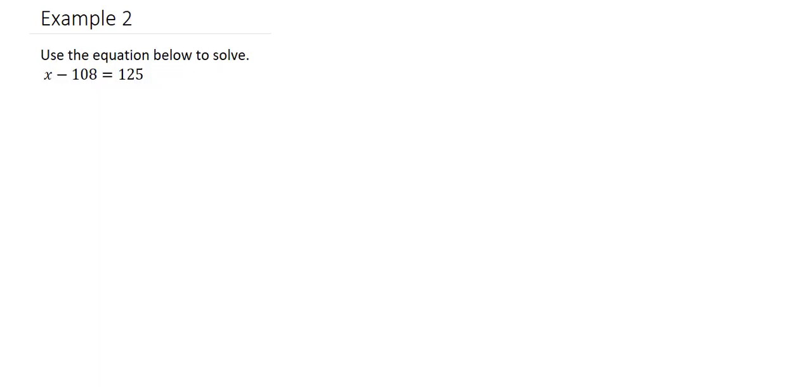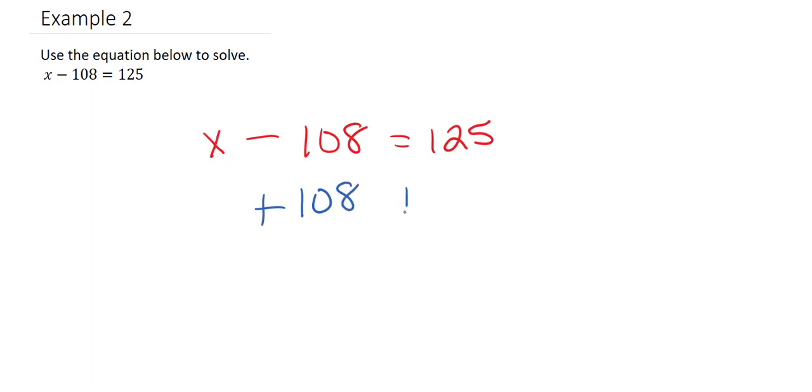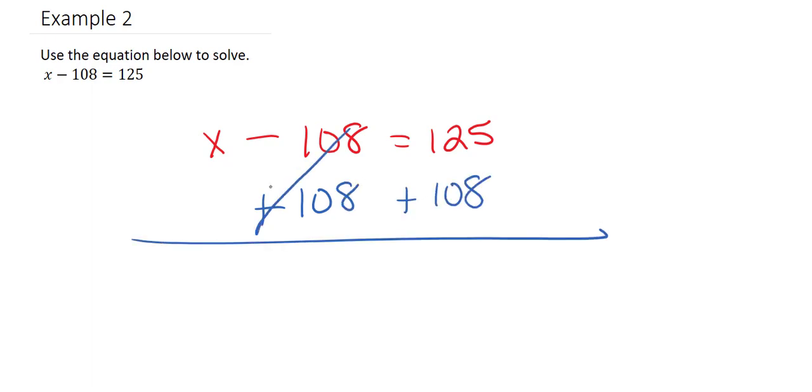So example 2, we're going to use the equation below to solve. So we have some number, we minus 108, and we get that equal to 125. So let's solve. So in order to get x by itself, we do the opposite and we go ahead and add on both sides. So now we just have x, which is equal to 125 plus 108. 5 plus 8 is 13. We go ahead and add the 1. 1 plus 2 plus 0 is 3. 1 plus 1 is 2, right?